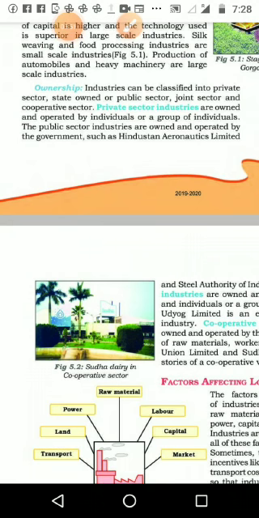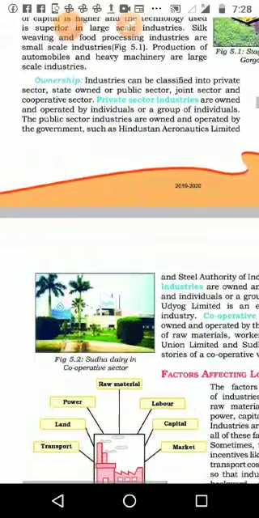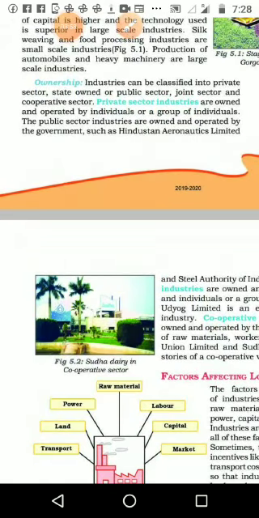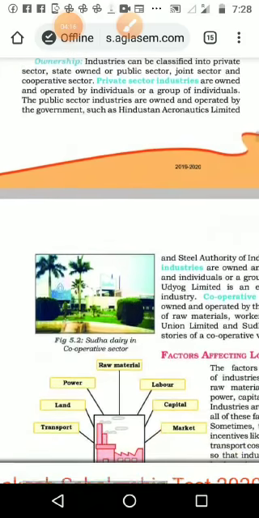Private sector industries are owned and operated by individuals or a group of individuals. Listen once again: private sector industries are owned and operated. They are the owners and they are operating it. Who? Individuals. It may be 2 or 3 individuals, a group of individuals also. But those industries are known as private sector industries.